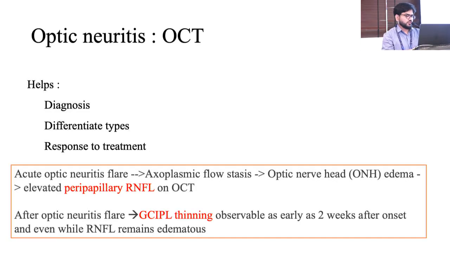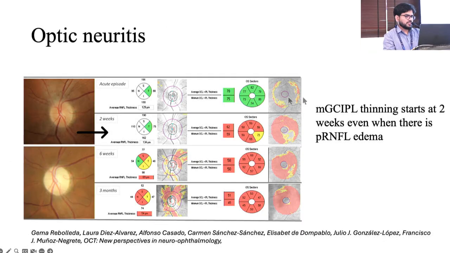So whenever you see an acute optic neuritis flare, you will see an increase in the RNFL thickness on OCT, and once the optic neuritis flare subsides, you might also see thinning of the RNFL. But the important thing is the thinning of the ganglion cell layer, which is observed as early as 2 weeks after the onset, even when the RNFL remains edematous. So here you can see in the acute episode there is edema of the RNFL, and in 2 weeks the edema of the RNFL is still persistent, but you can see the thinning of the ganglion cell starting to appear.